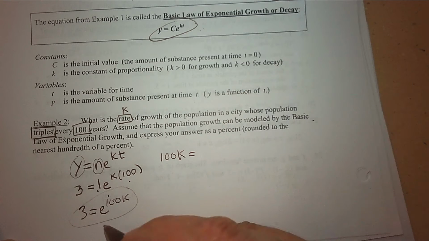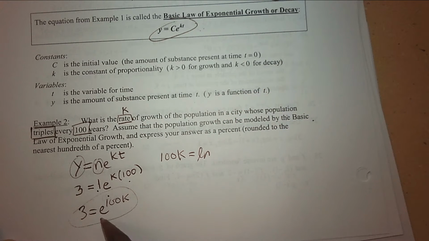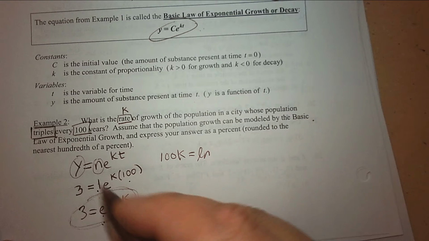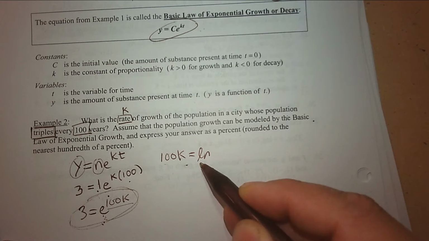All right, what logarithm has a base of e? We're changing the form of this to a logarithm to solve the equation. Got it? Like what we did before the other way. We had a logarithm and changed it exponentially. Now we have something exponential and we're writing it as a logarithm. The exponent is 100K. What logarithm has a base of e?